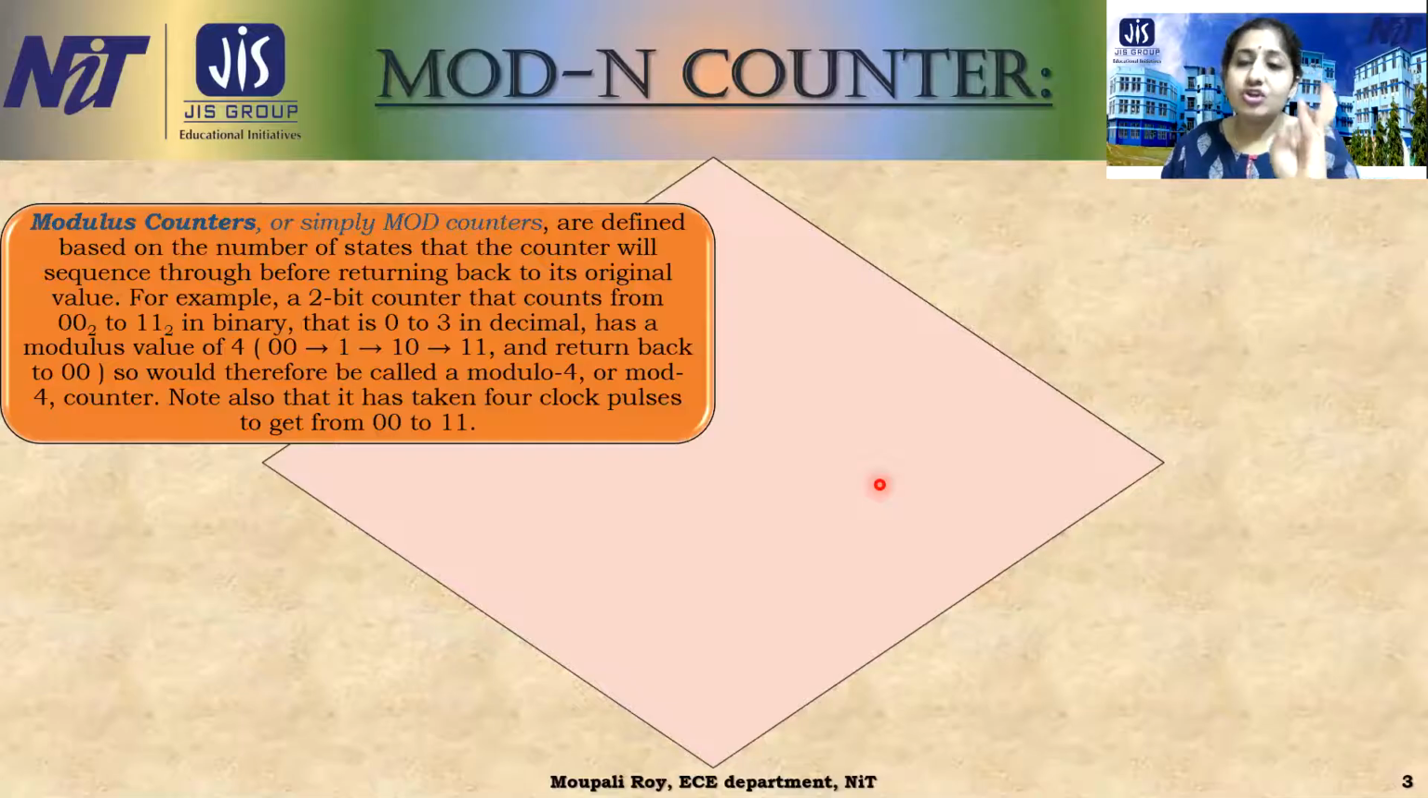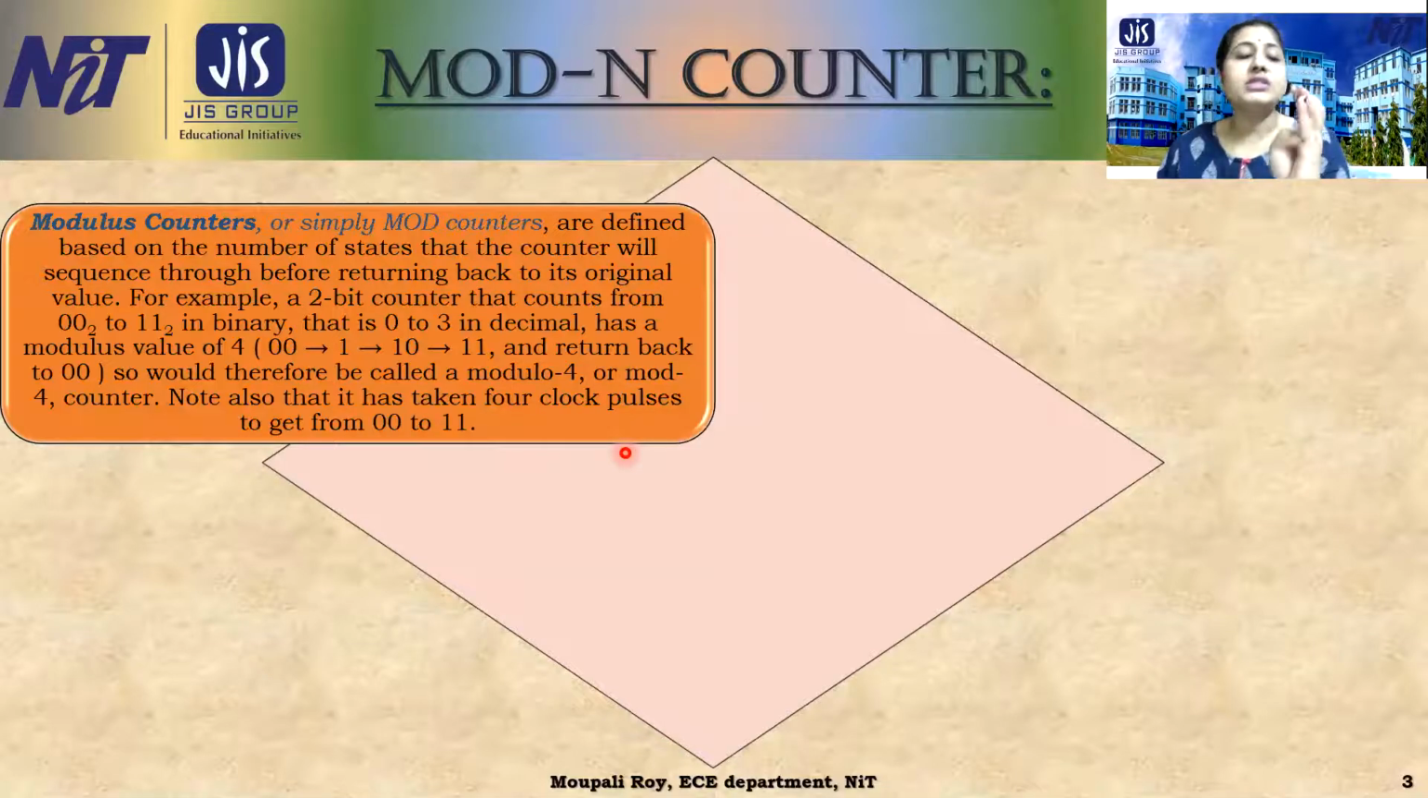That means 00, 01, 10, 11, and then return back to 00. So that means it has modulo 4. We call it modulus 4 or modulo 4. It is counting 4 numbers, 0 to 3. So this is called a modulus 4 or mod 4 counter. Note that it also takes 4 clock pulses. That means how many clock pulses it takes, that is also named as the modulo number.